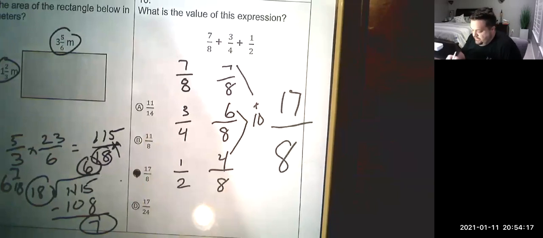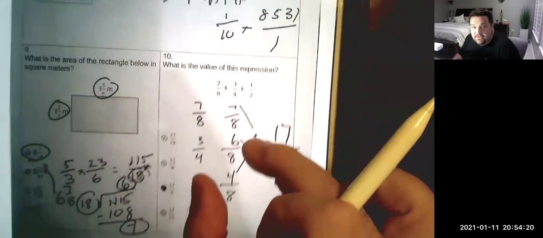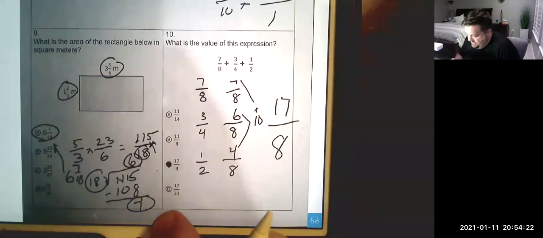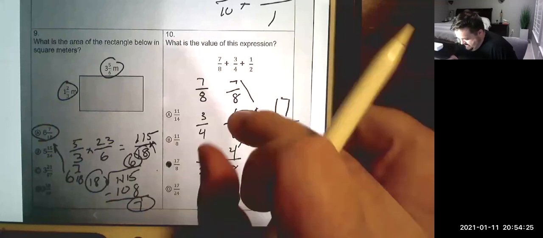17/8. So really no way to figure that. There's no guessing, no playing around with that one. You got to try to kind of do your work on that one. All right, let's see here.